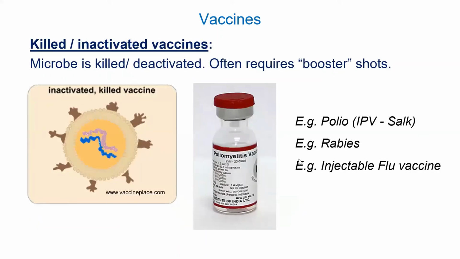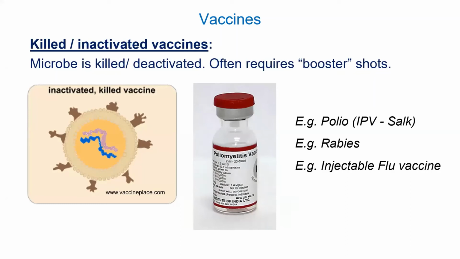So sometimes we use killed vaccines, so we're killing the organism or deactivating it somehow. There's different ways to do that. You can use radiation, or you can use chemicals. Or you can boil it. There's a whole bunch of techniques. Usually they're using chemicals nowadays to kill the organism.